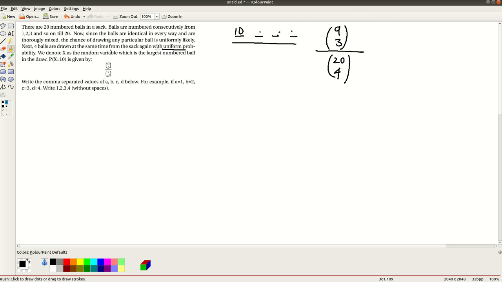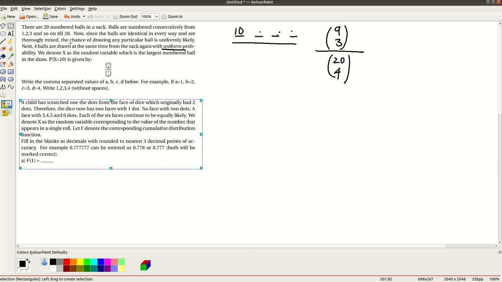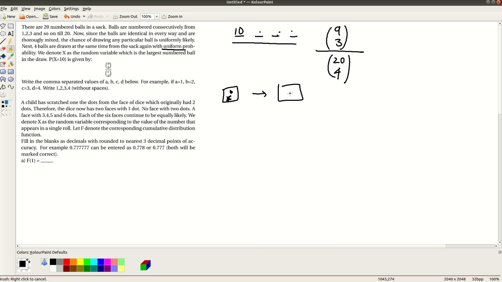Let me go on to the next question. So resuming, next question. There is a 6-sided dice, and one of the sides which has 2 has been scratched off, so it becomes like a 1. We have asked you to tell what is f of 1, f of 2, f of 3, f of 4.